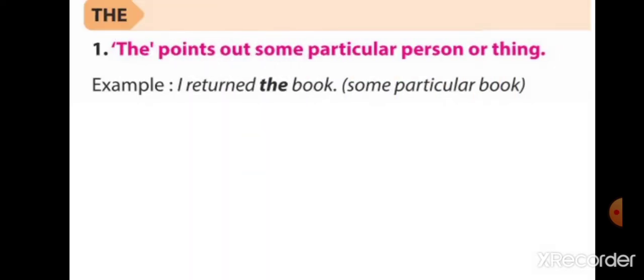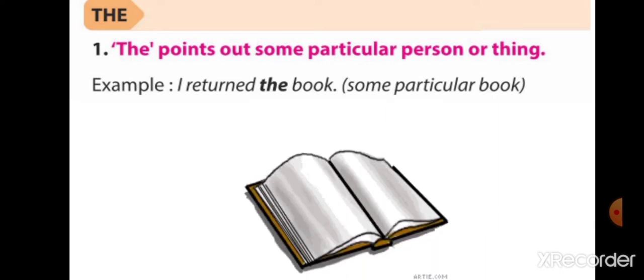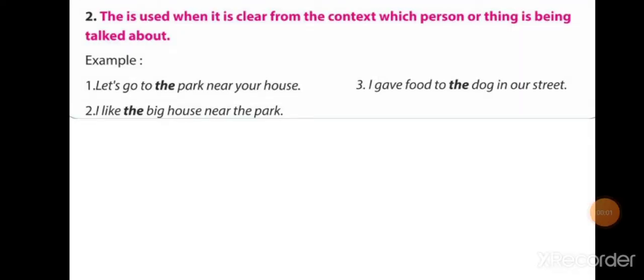Now, The points out some particular person or thing. Example, I returned the book. Why are we using The? Because I am returning the same book which you gave me. So here we are talking about one particular book. The is used when it is clear from the context which person or thing is being talked about.